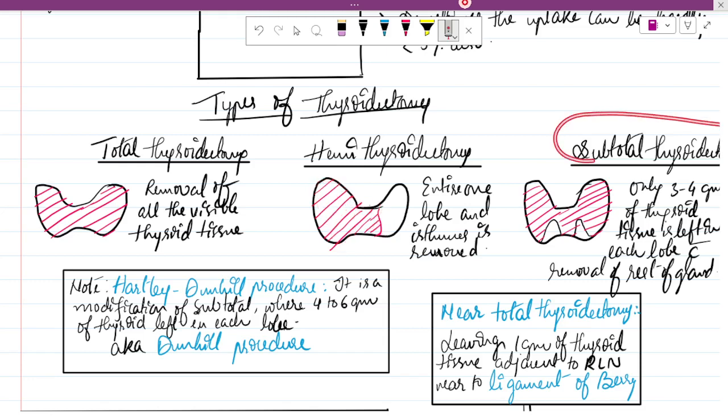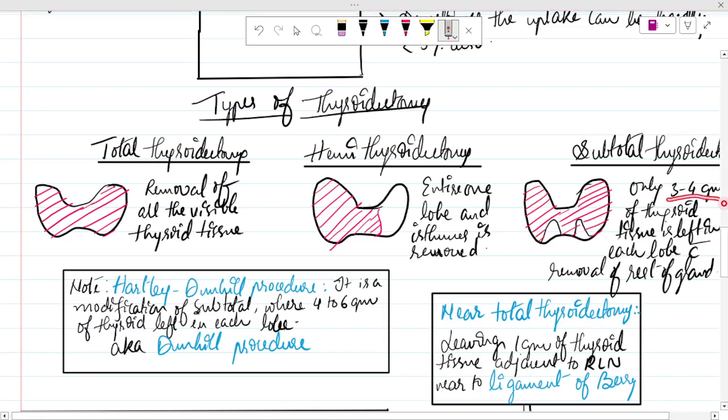Now what is subtotal thyroidectomy? You will remove most of the thyroid tissue, but you will leave 3 to 4 grams of thyroid tissue on each lobe. You understand or not? Most of the thyroid tissue will be removed, but nearly 3 to 4 grams will be left on each side. See, these two little thyroid tissues on each side are left. These are retained regions of thyroid tissue. See these red lines, all the rest of the tissue is removed. Okay, that is called subtotal.